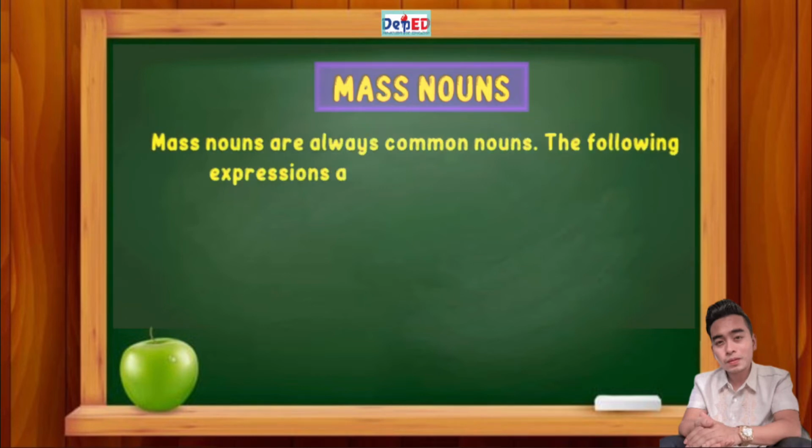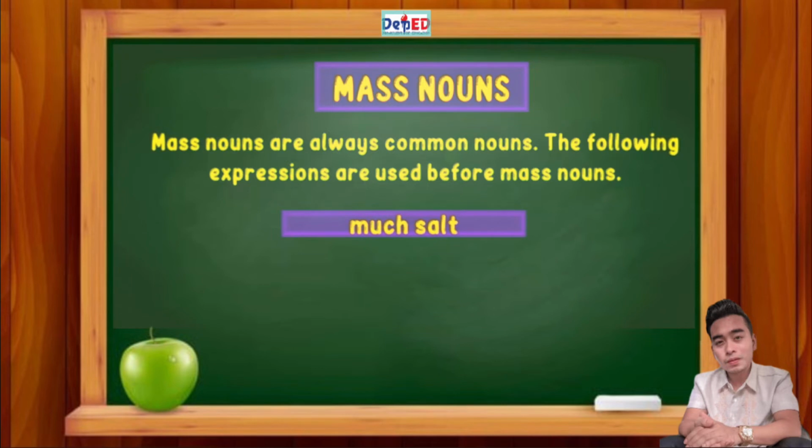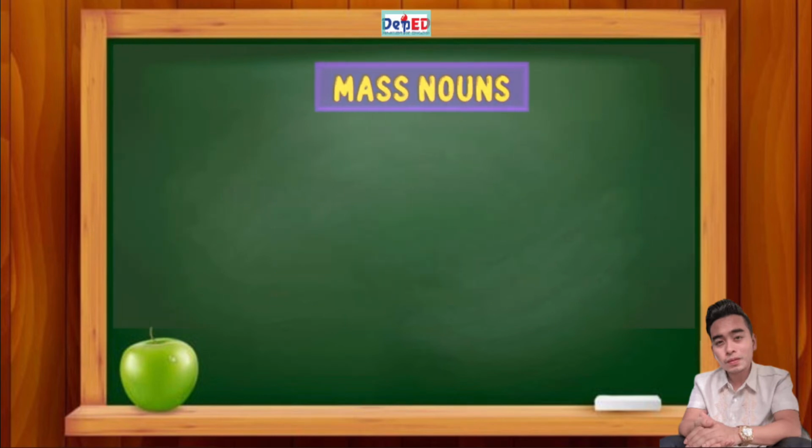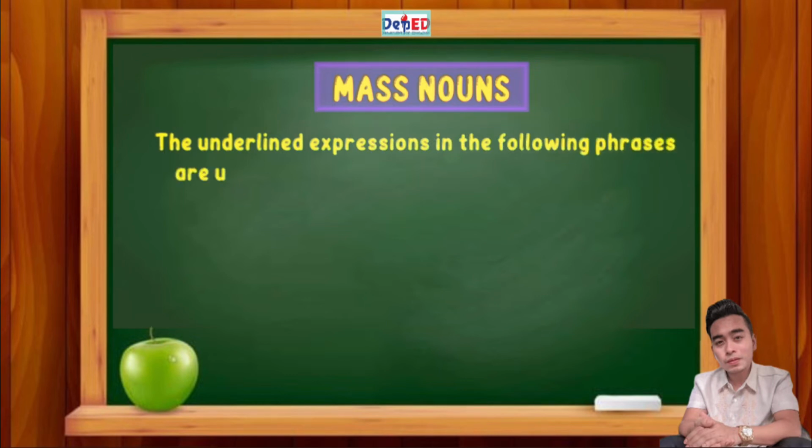The following expressions are used before mass nouns. For example, much salt, a little sugar, a lot of chocolate. The underlined expressions in the following phrases are used to measure the amount of mass nouns.